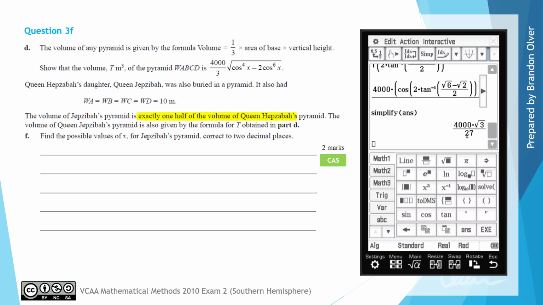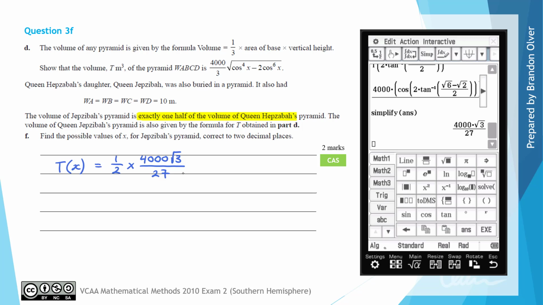For part F, it says find the possible values of x for Zepzibah's pyramid correct to 2 decimal places. So unpacking what this question introduces and tells us, we want T of x, so the same rule applies, for Zepzibah's tomb, to equal 1/2 of the volume of Queen Hepzibah's pyramid, which was the maximized volume, the 4,000 root 3 on 27 that we just found earlier. So we want to solve T of x equals 1/2 times that fraction.